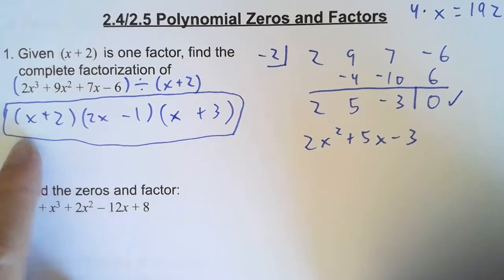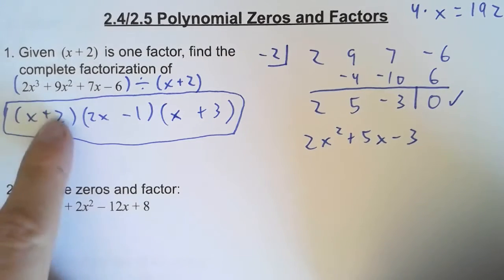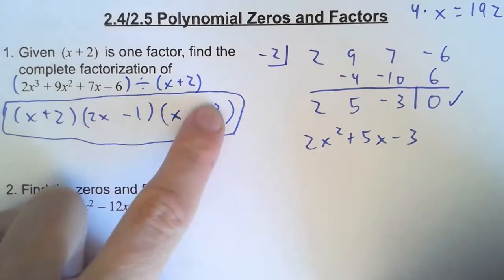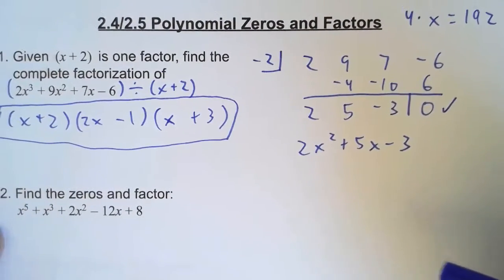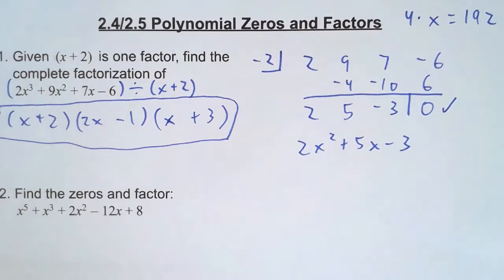Like back on number 1, if I wanted the zeros, they'd just be -2, 1/2, and -3, right? The zeros and factors go hand in hand. So I'll give you a hint. Finding the zeros is what we want to do first. We'll find the zeros first, and that'll allow us to factor. But how are we going to find zeros for this? Is there any tool at all that we could possibly use that would help us find some zeros?